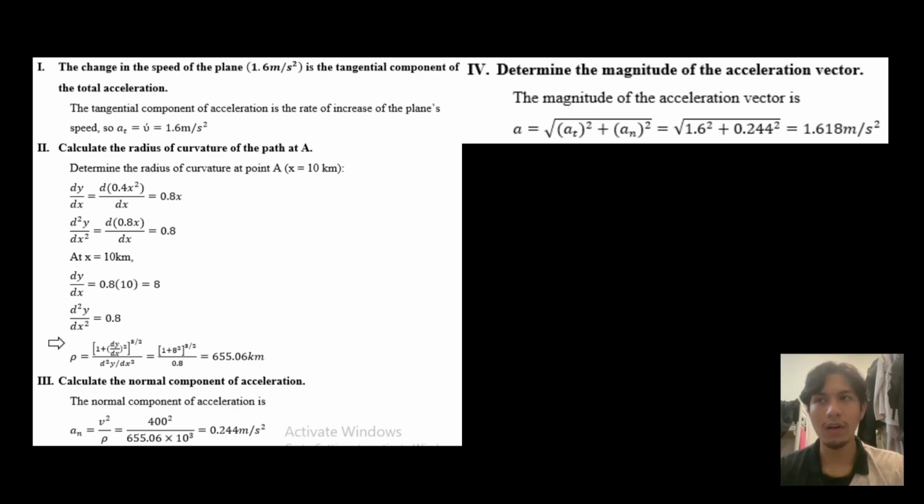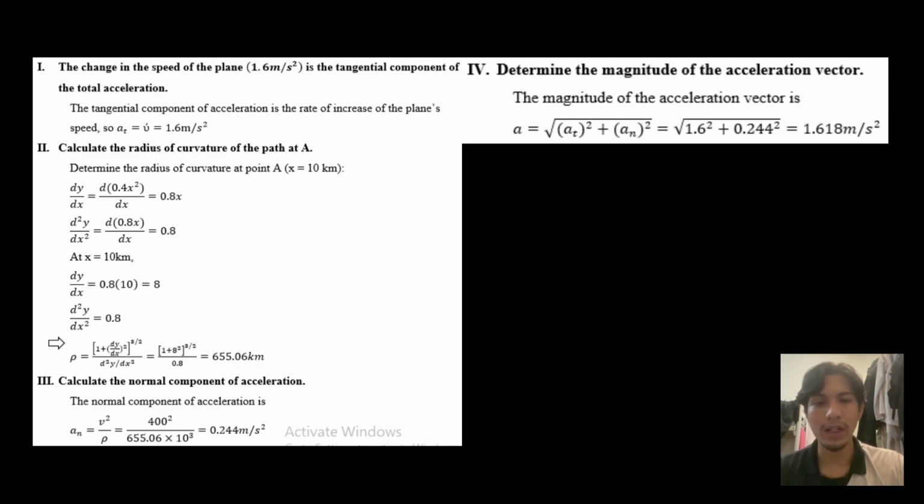So use the formula of the radius of curvature of the path, which is P equals the bracket 1 plus dy over dx squared, to the power of 3 over 2, over d squared y over dx squared. Put the values that have been calculated, which is dy/dx is 8 and d squared y over dx squared is 0.8, and the answer is 955.06 km.